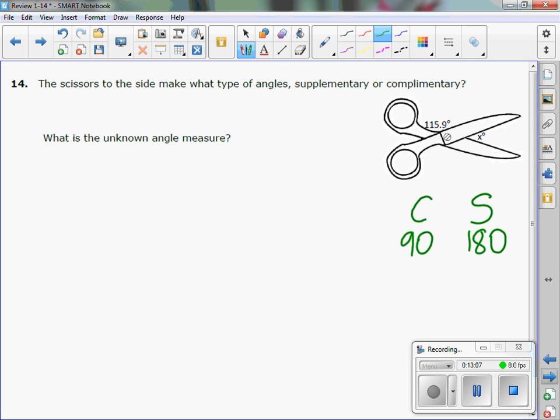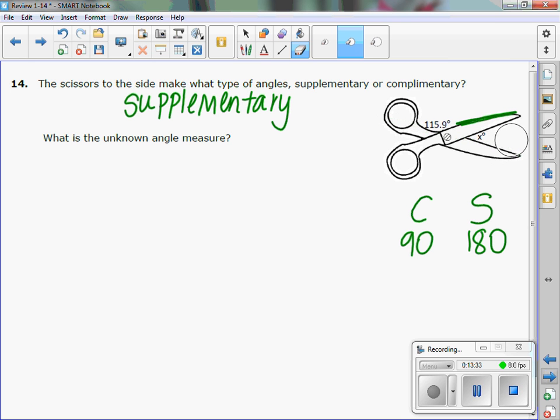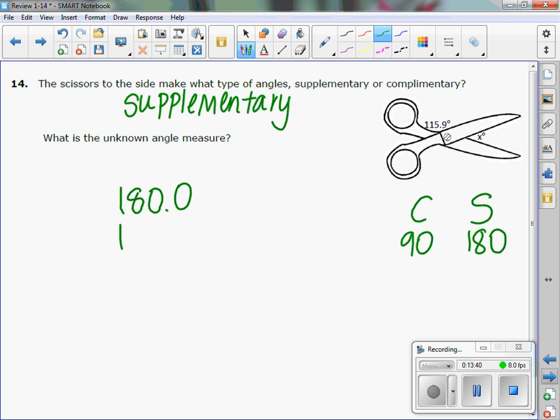So when we're looking at these two scissors, it looks like they're on this blade of the scissors right here. And here's basically my angle. So forming a straight line, a straight angle, they would be supplementary to one another. And if we know that supplementary angles equal 180, and I know one of the angles is 115.9, I can subtract that from 180 to find the missing angle value.